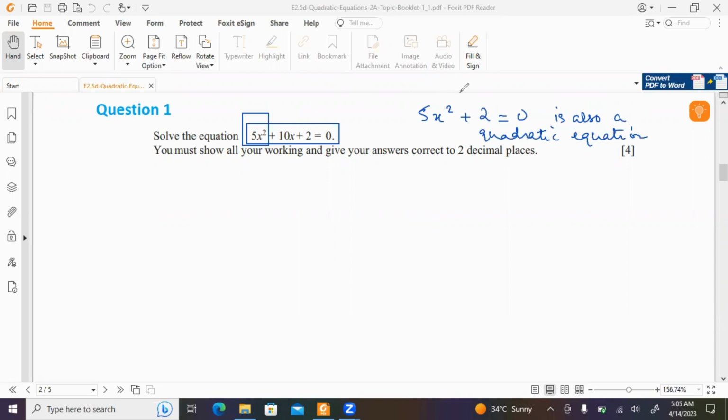Even let's say 5x squared plus 10x. This is also a quadratic equation. So both these equations are also quadratic equations.